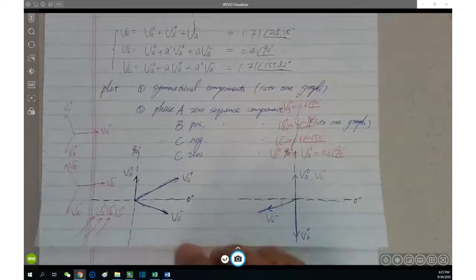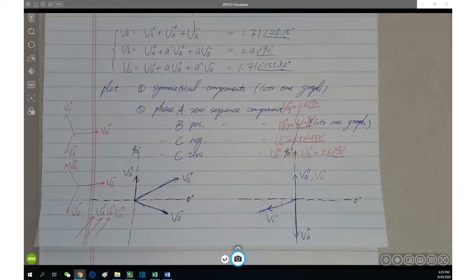Any questions? Since zero sequence is the easiest one, they're all equivalent to each other, correct? Yes. VA0 is going to equal VB0 and VC0. Yes, the easiest one, as long as the concept is clear.